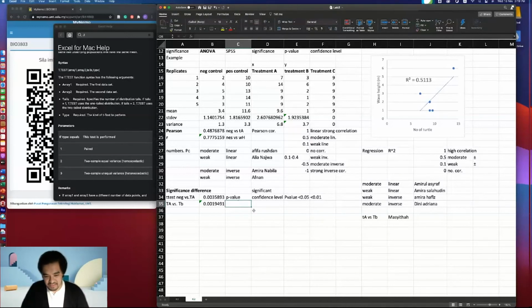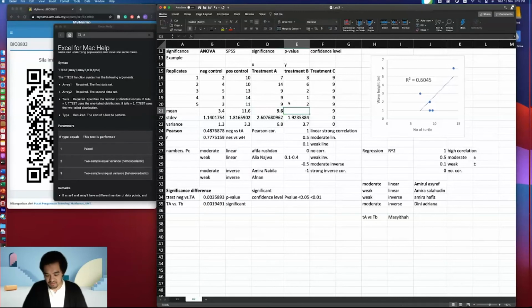Okay, the answer is that it is significant. The difference between treatment A and treatment B, the difference in the mean, is significant. Okay, there is a significant difference between the treatments.